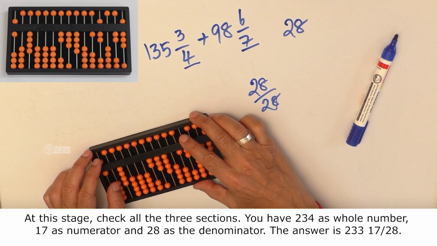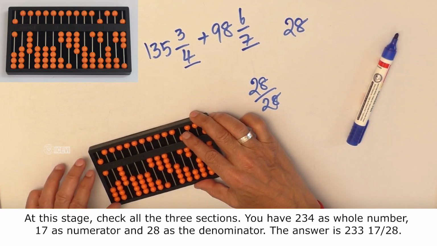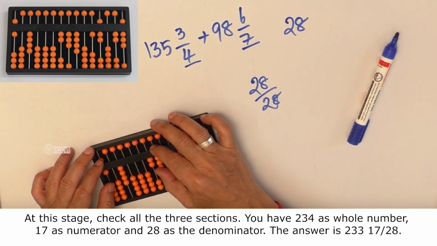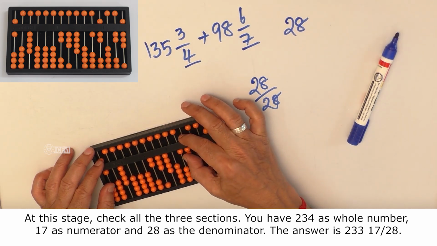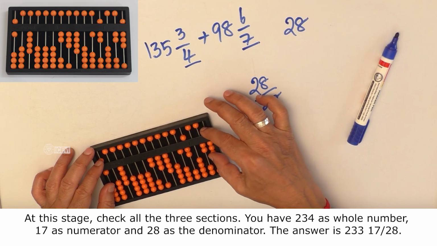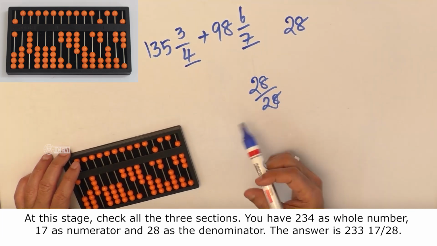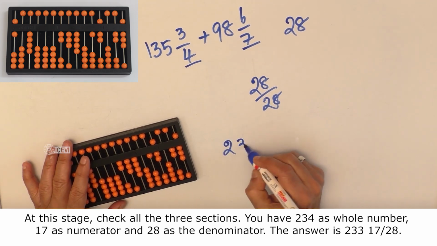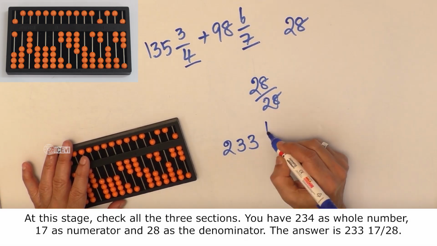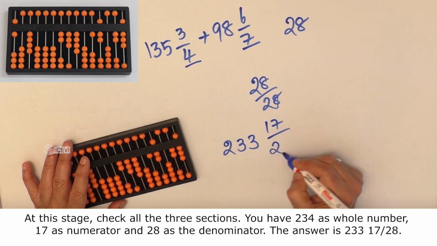At this stage, check all the 3 sections. You have 234 as the whole number, 17 as the numerator, and 28 as the denominator. Therefore, the answer is 234 17 by 28.